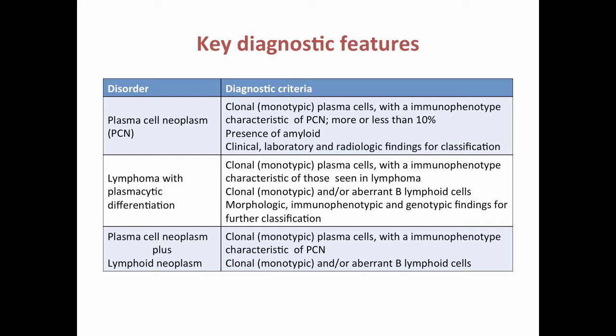Finally, flow cytometric studies may assist in identifying the coexistence of both a lymphoid neoplasm and a plasma cell neoplasm, such as monoclonal gammopathy of undetermined significance, plus monoclonal B lymphocytosis. So as we start looking at the case, it will be important to identify plasma cells and lymphoid cells, determine their proportion, evaluate for clonality, and determine their immunophenotype.